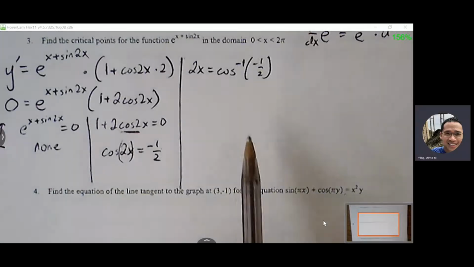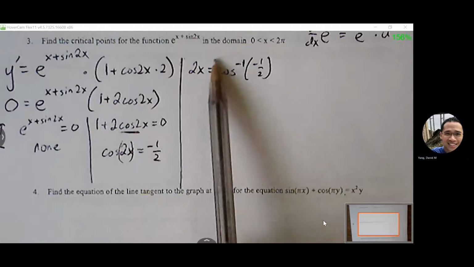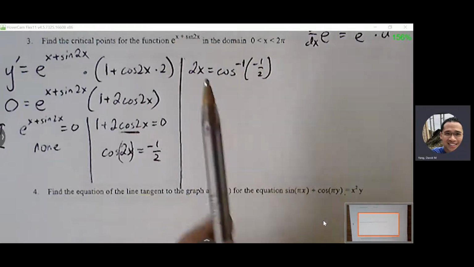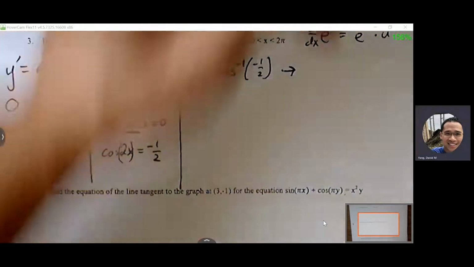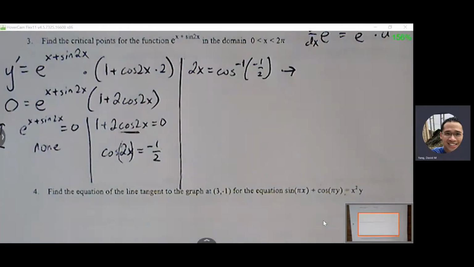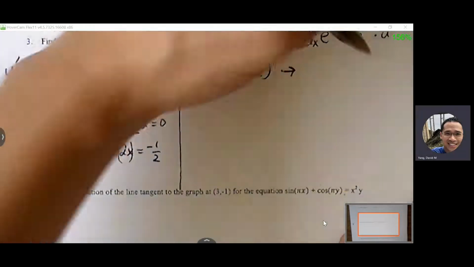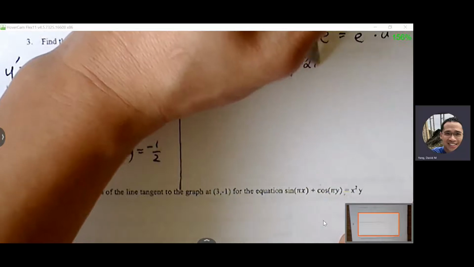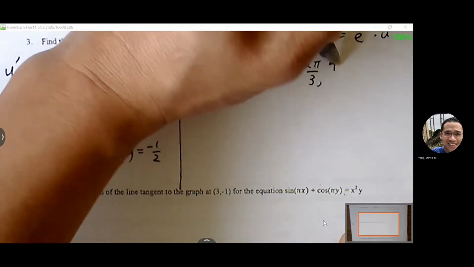So we have to ask ourselves, when is cosine of theta equal to negative 1/2? In the third and fourth quadrant. Oh, sorry, second and third quadrant. Variations of pi over 3. So 2 pi over 3, 4 pi over 3.